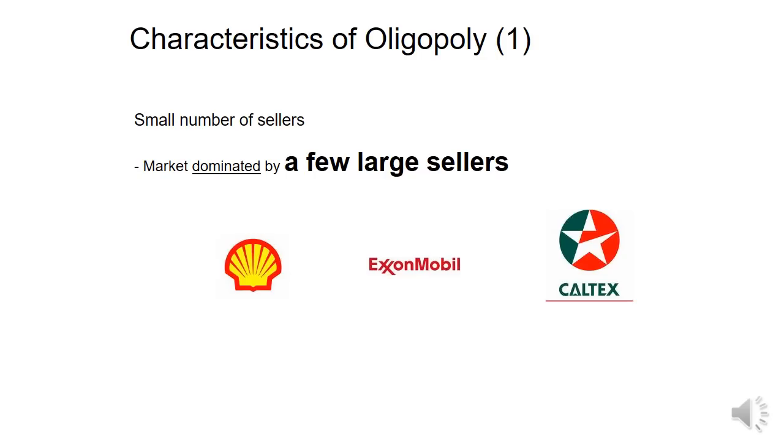Now, in an oligopoly market, there is a small number of sellers. It's dominated by a few large sellers. A classic example is the oil market. Only a few gigantic sellers. You recognize them: Shell, Exxon, Mobil, Caltex. So there's just a few huge sellers operating in the market.